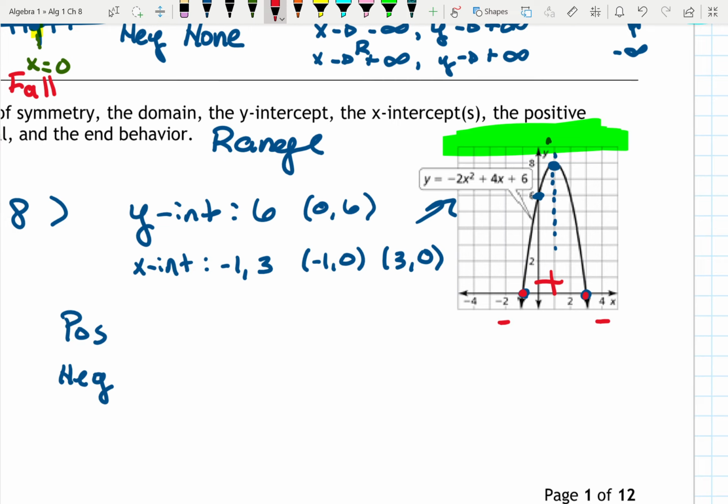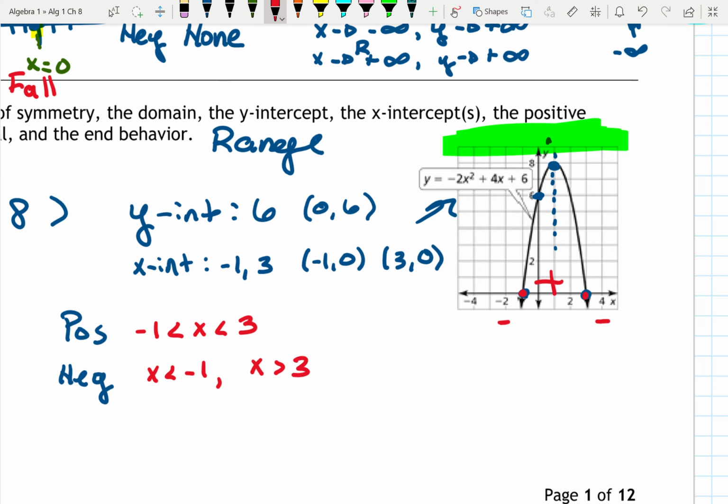So we describe the positive and negative regions using the x values. So my positive region first, I'm going to use an inequality. I'm going to say that our graph is positive between -1 and 3. So I'm going to say -1 less than x less than 3. And then for negative, I'm going to say it's for x is less than -1 and for x is greater than 3.